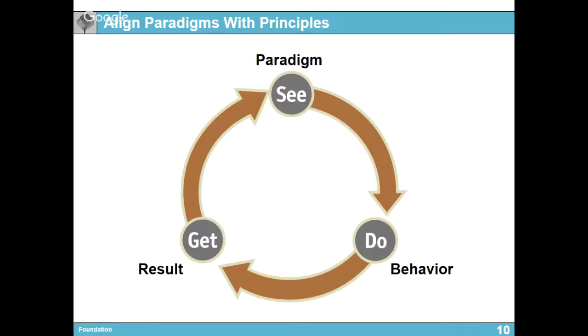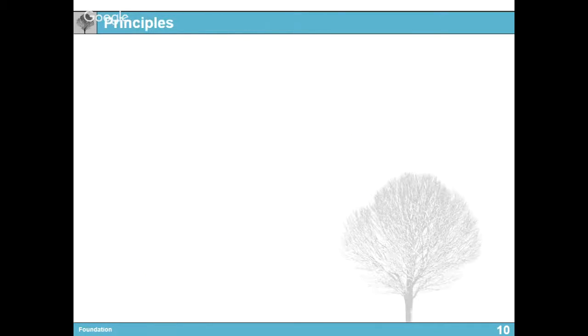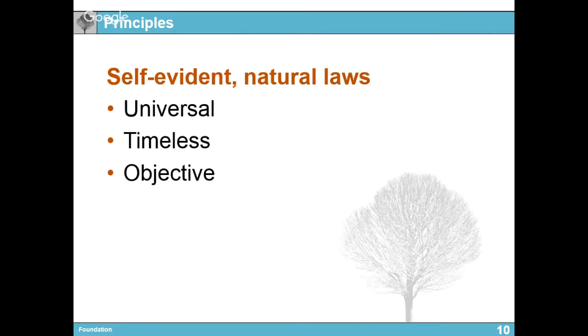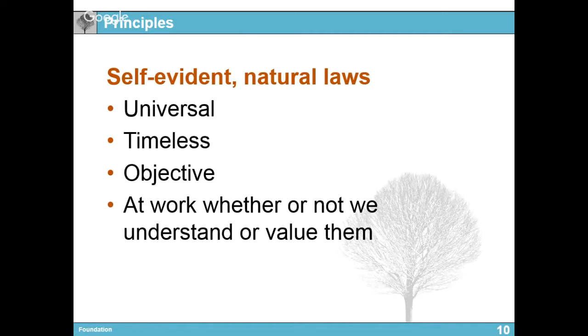So the idea behind the 7 habits is that we want to align our paradigms with our principles. In other words, we want to see the world in a way that helps us rather than hurts us. So each of the 7 habits is based on principles. To understand what principles are, they are self-evident, natural laws. They're universal. They are timeless, they're objective, in other words, you can't say they're not true, and they're at work whether or not we understand or value them.